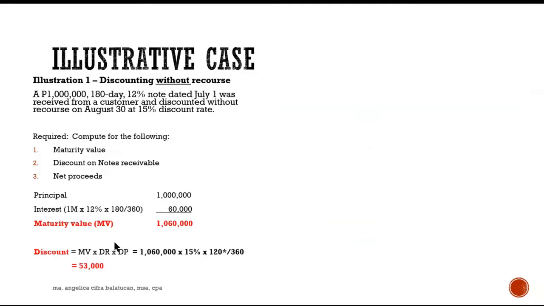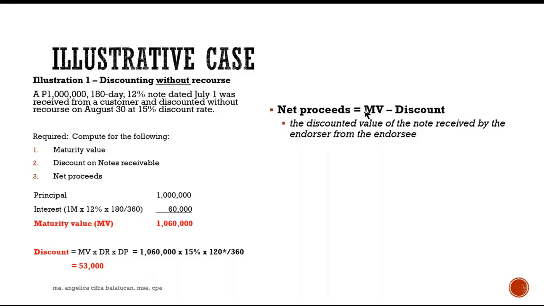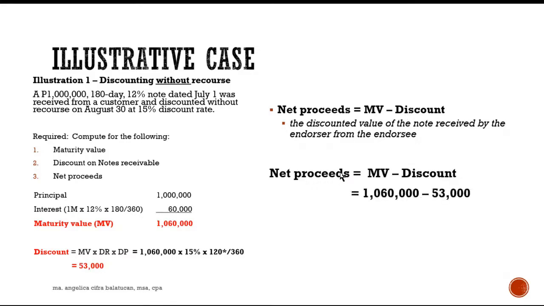So these are our previous computations. We have the maturity value and the discount. And the net proceeds is equivalent to the maturity value minus the discount. So the net proceeds here would be 1,060,000 minus 53,000. That would be 1,007,000. Okay? So therefore, ang ato ang madawat pag nag-endorse sa bangko sa note, ang ma-receive nato is 1,007,000. So instead of 1,060,000, kanilang ato ang ma-receive, makuhaan.